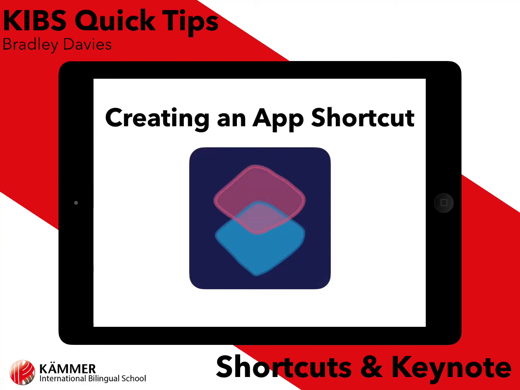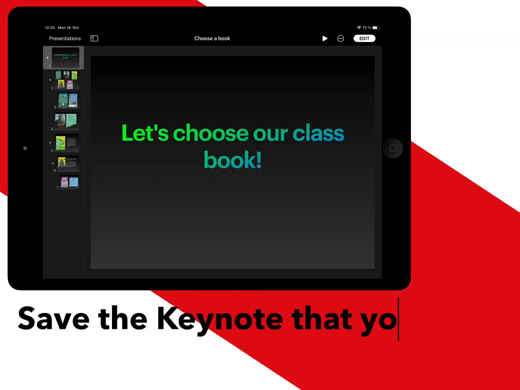This week I'm going to show you how to create an app shortcut using the Shortcut app and also using Keynote. To begin, you need to choose the keynote that you want to turn into an app. So I've just chosen this keynote that I've made. Make sure you save the keynote and give it a name.